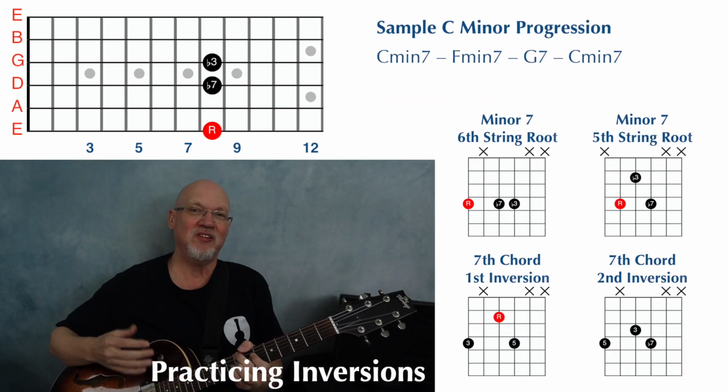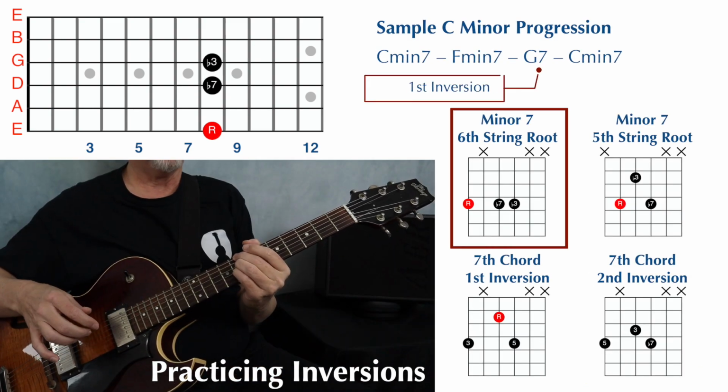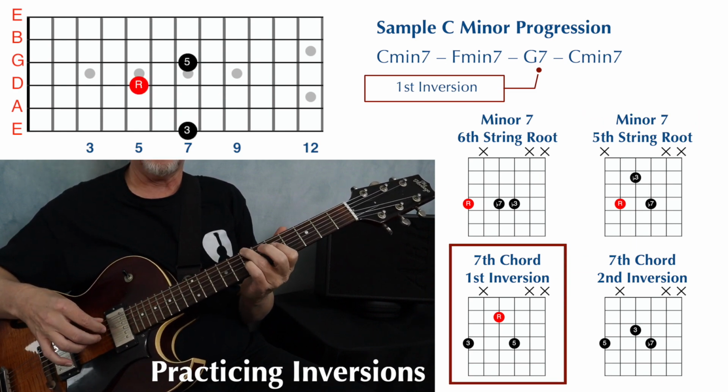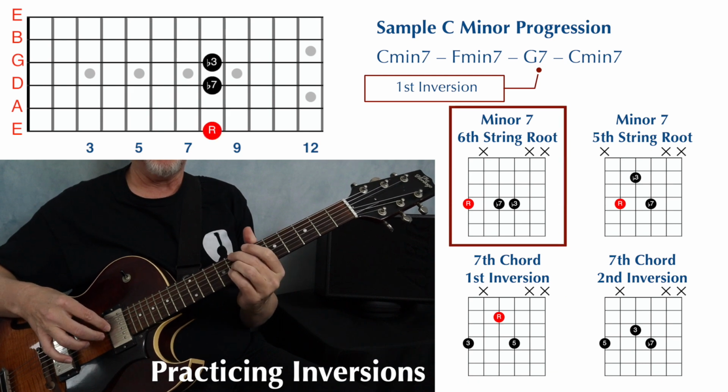And a progression in C minor. C minor 7, F minor 7, G7 in first inversion, C minor 7.